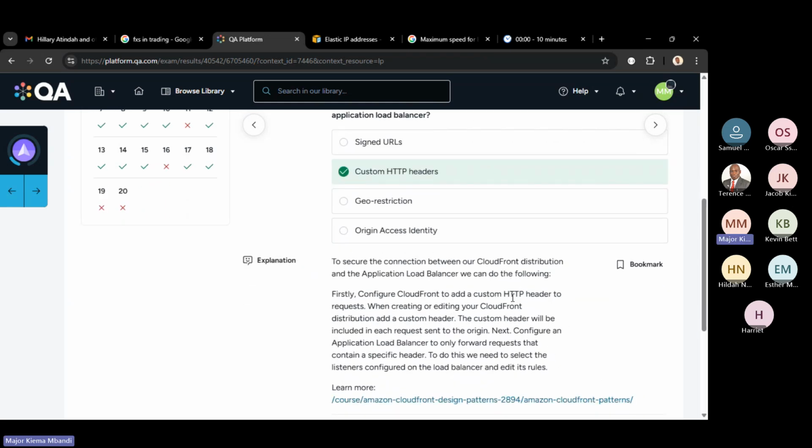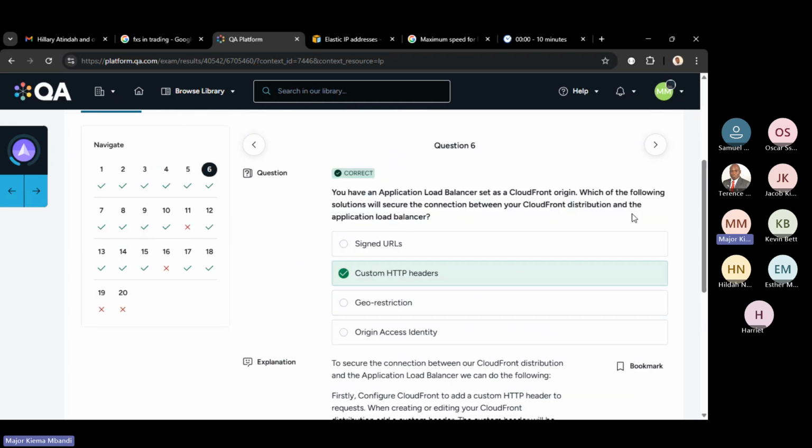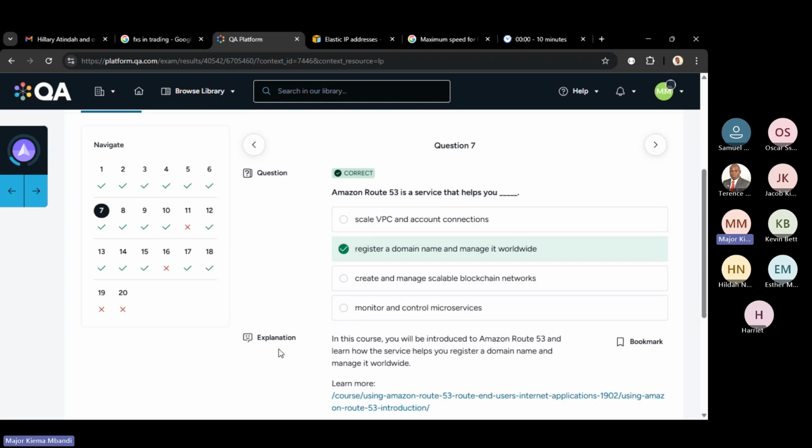So yeah, the first step is the HTTP header, and then the next one is about the application load balancer forwarding requests containing the header. We need to be aware of all the steps. Next question.